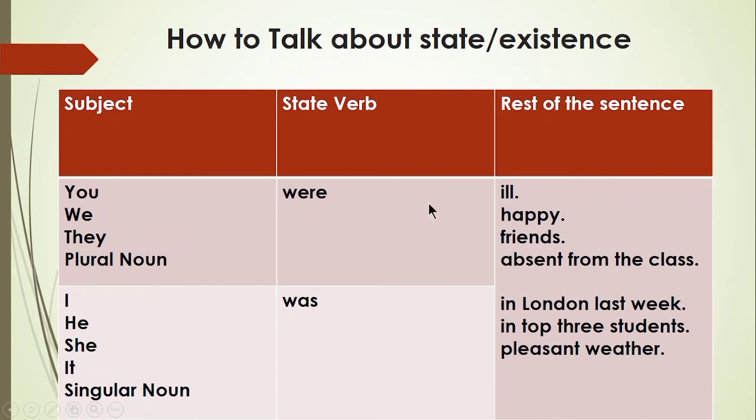For example, you were ill, we were happy yesterday, they were friends in the past, or they were absent from the class, I was in London last week, he was in top 3 students, it was pleasant weather. So here we use past simple tense for expressing or talking about state or existence.